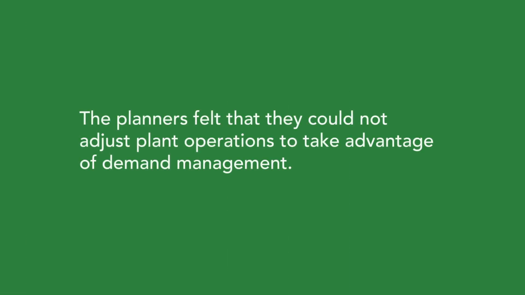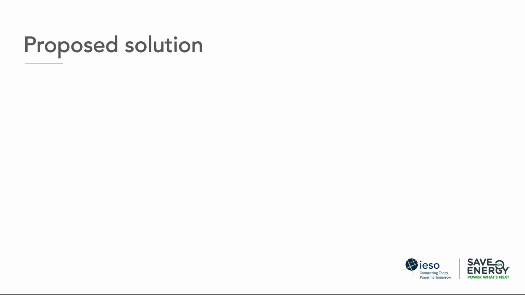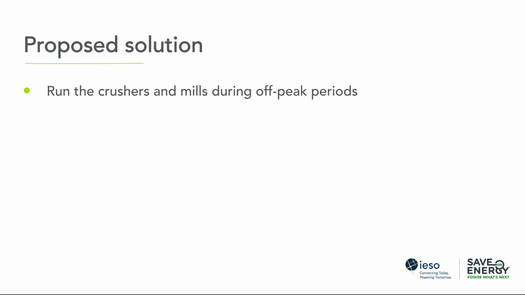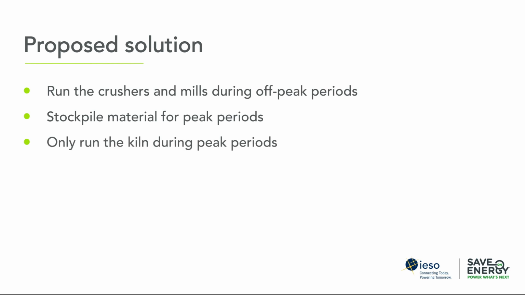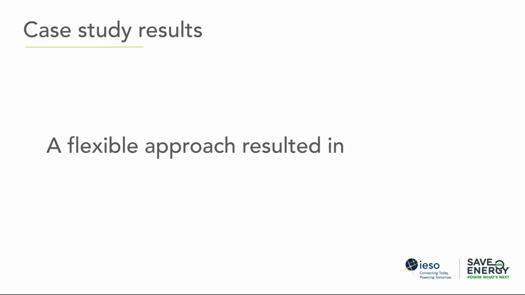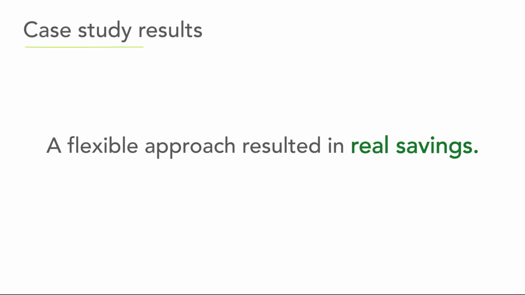Initially, the planners felt that they could not adjust plant operations to take advantage of demand management. But a more flexible view of plant operations allowed them to see that the crushers and mills were often running below capacity. They realized that by running the crushers and ball mills at higher capacity during off-peak periods to stockpile enough material for the kiln to use during peak periods, the crushers and mills could be shut down during those high-demand periods. As a result of this more flexible approach, real savings were achieved by turning off or reducing a significant portion of the plant's energy-intensive equipment during off-peak periods.